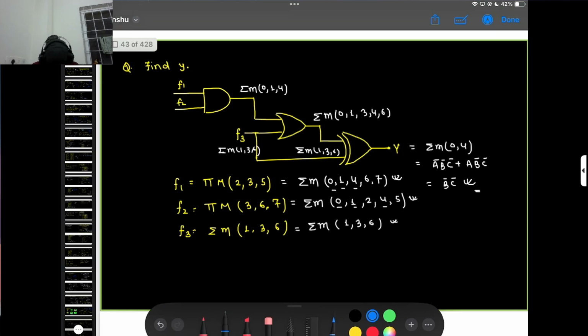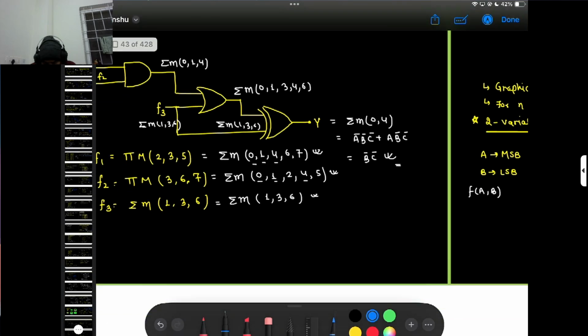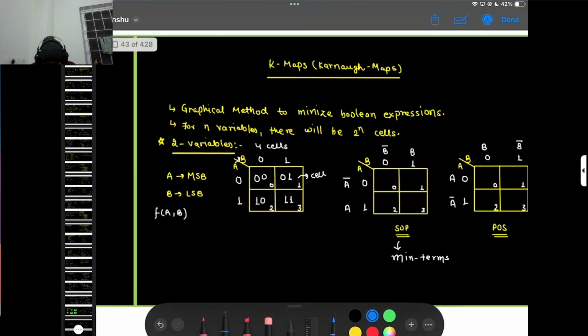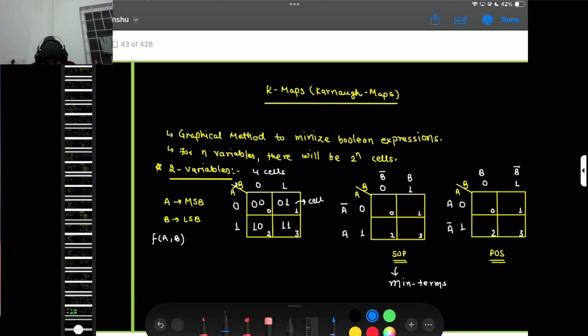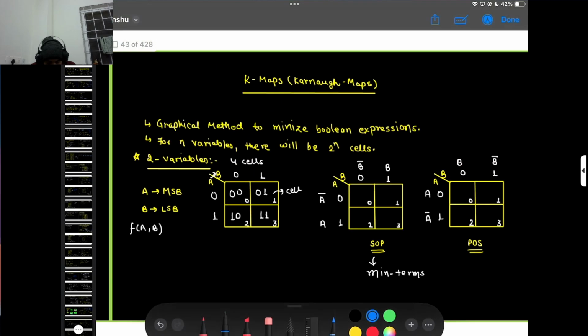Okay, so find Y, F1 F2. So the same problem, but it's a little bit bigger, and F3 is also there. So this is not a big deal. We can do this kind of problem easily. And K-map. Whatever I did previously is all about K-map.